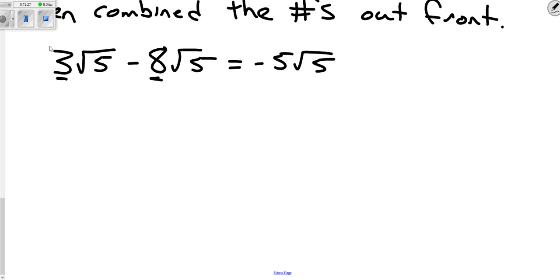Pretty easy, right? I'm pretty sure you guys at this point can tell me if the 5s are the same and then how to do simple subtraction or addition. It's not too bad. We count 20 so far. All right, let's try another one.